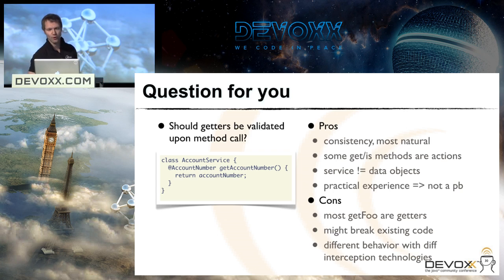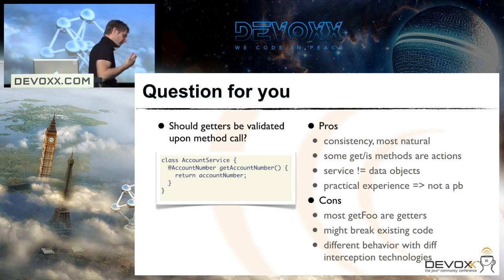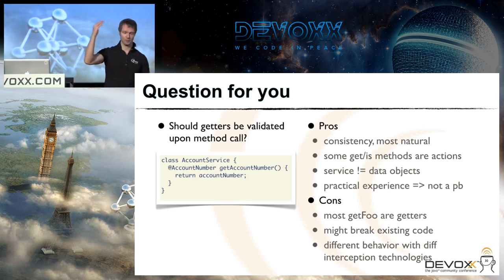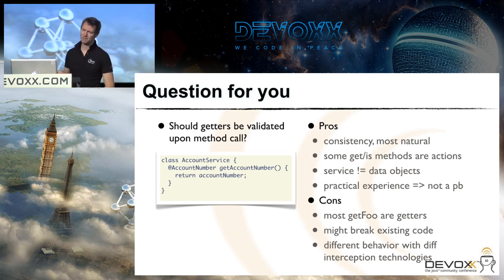The pros for getters being considered methods: it just makes sense, right? A getter is a method, so why not? Also, some getSomething methods are actually action methods, so you might want to validate them. And in practice, Hibernate Validator had that feature as a proprietary extension for a while, and it has never been a problem.